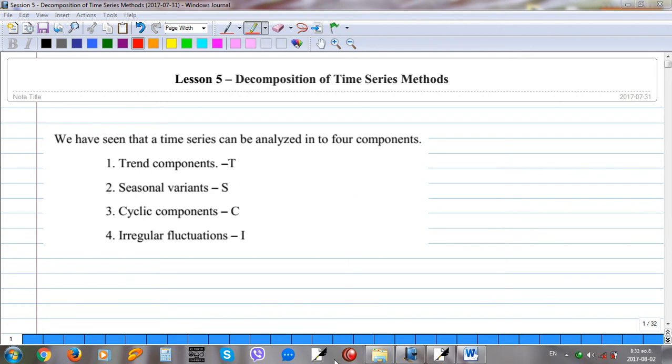STA 3624 Time Series Analysis and Forecasting. Lesson 5, Decomposition of Time Series Models. We have seen that a series can be analyzed into 4 components. Those components are trend component, seasonal variance, cyclic component and irregular fluctuations. So in the decomposition model we have to find all those 4 components.